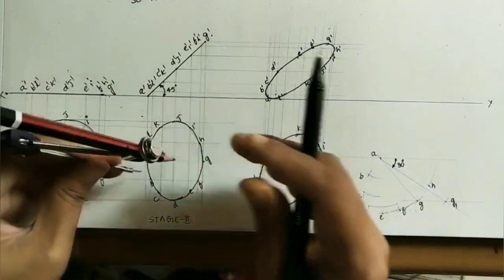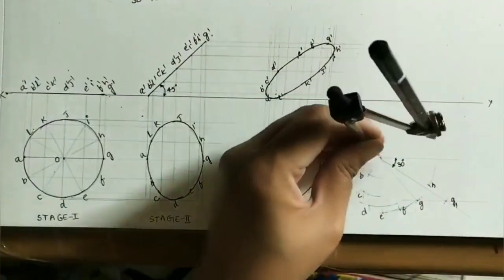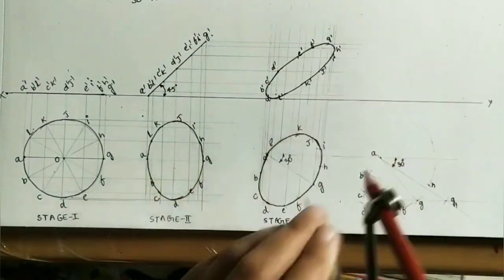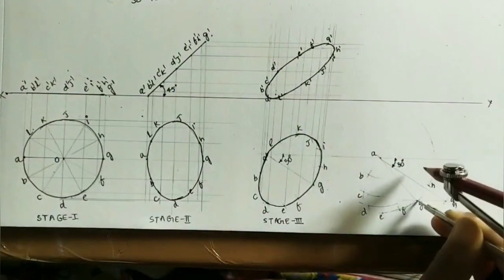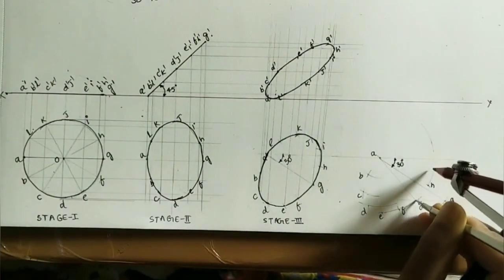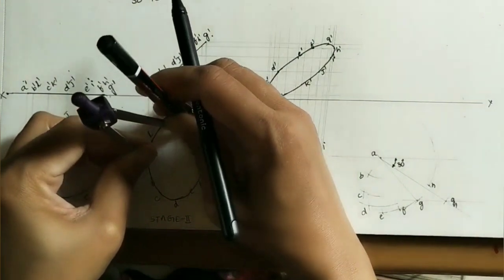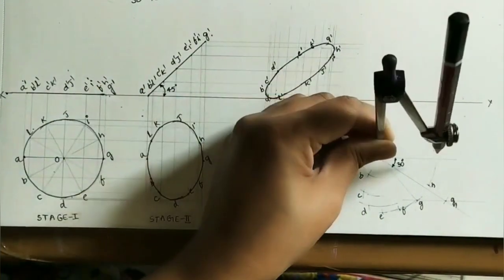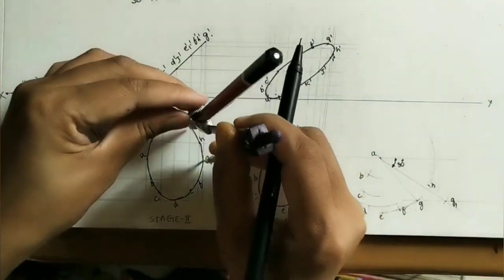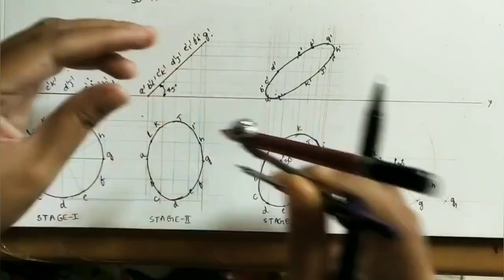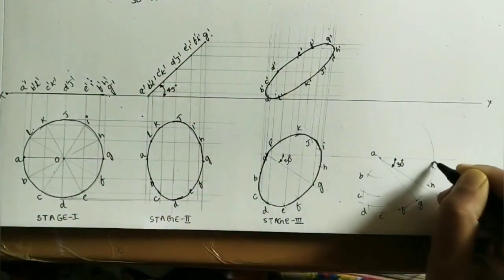Next I point. Take AI length, A as center, do an arc. Take GI length, G as center, cut the arc. Take AI length, A as center, do an arc. Similarly, take GI length, G as center, cut the arc. This intersection point is I.